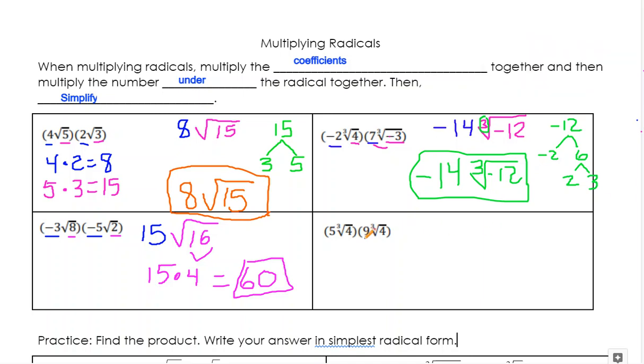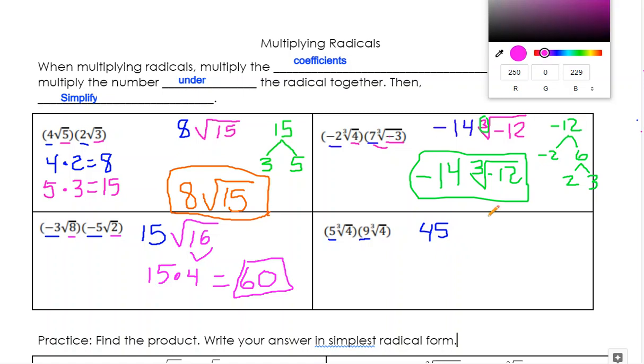All right, this bottom right one. So I'm going to multiply my coefficients, 5 and 9. 5 times 9 gives me 45. Now I have my cube root.